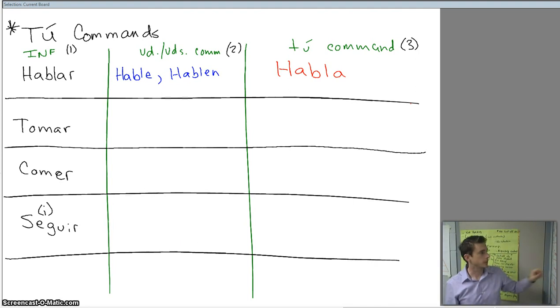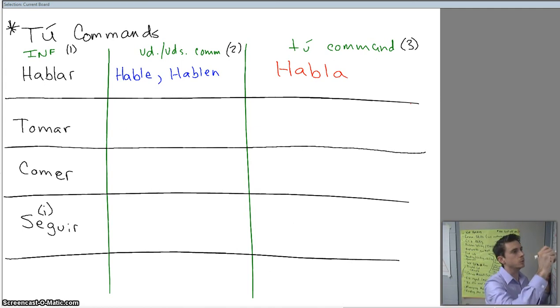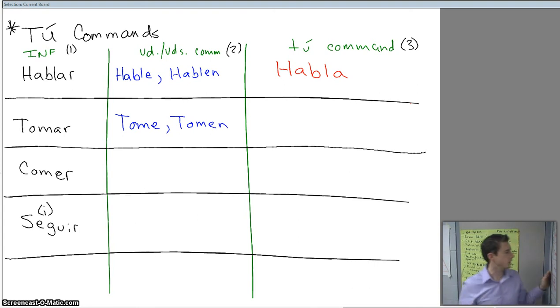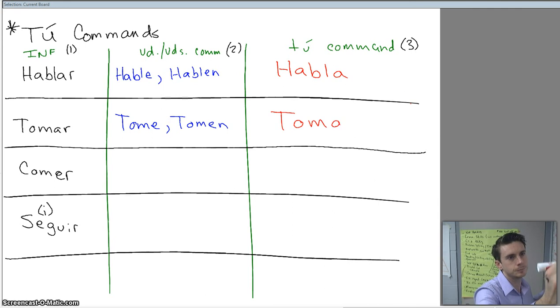Alright, let's take a look at tomar. What did we do with tomar for usted, ustedes? Well, that command form was tome, tomen. Well, guess how easy it gets in the tú command? It's just going to be toma. So, you want to give something to your friend, you want to say, here, take it. You just say, toma. Alright?